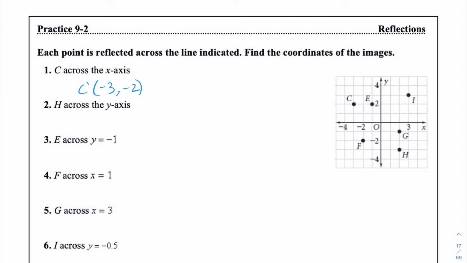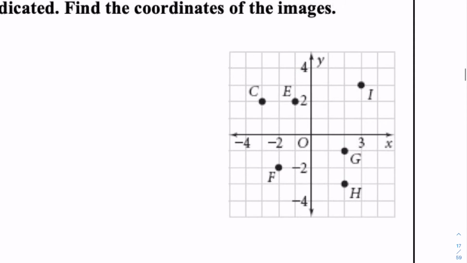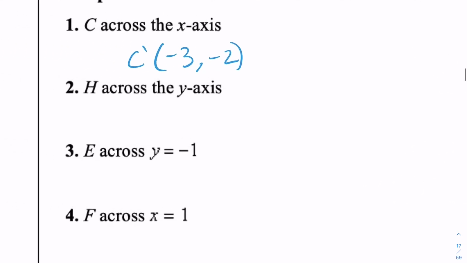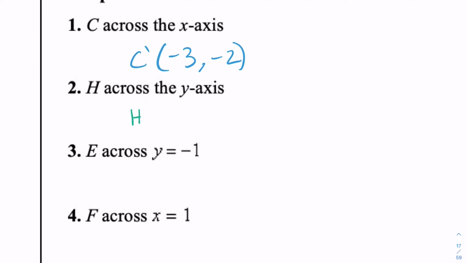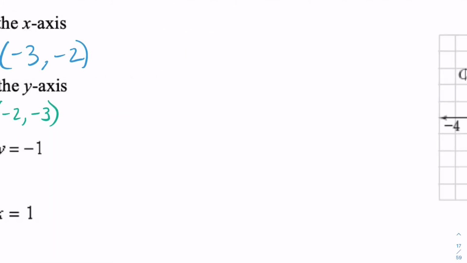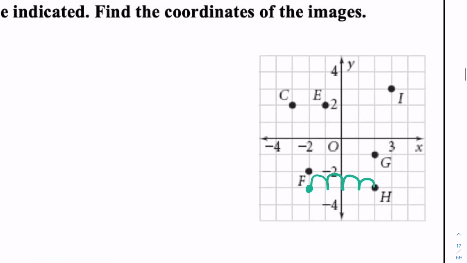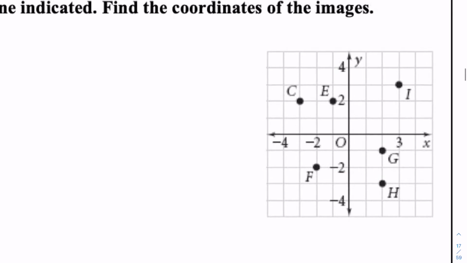And now H is across the y-axis. So 1, 2, 1, 2. So it puts me at negative 2, negative 3. So H prime is at negative 2, negative 3. Yep, and that's it. So I'm just counting. I'm just doing the mirror and reflecting it. Okay, so I'm counting to the line and then past the line.